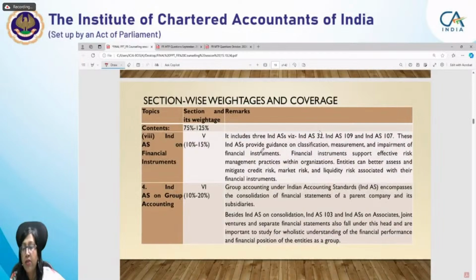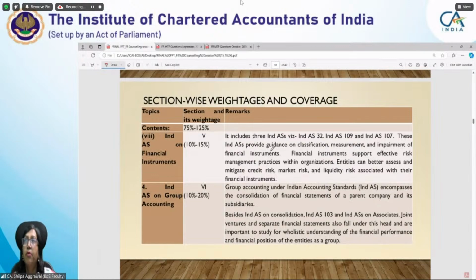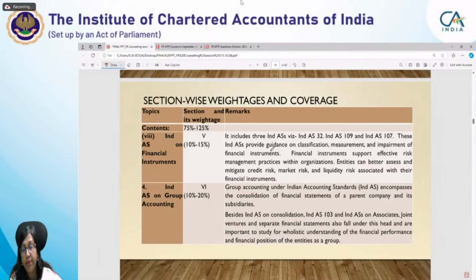Then on financial instruments, more coverage will be on Ind AS 32 and 109. Ind AS 32 may be classification. Compound financial instruments are important. You need to classify what is either financial liability and equity, prepare the amortization chart, and find the present value of the liability. These are the aspects which are generally covered in your examination.